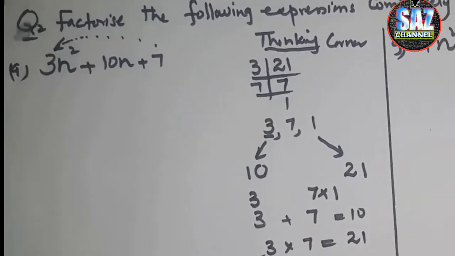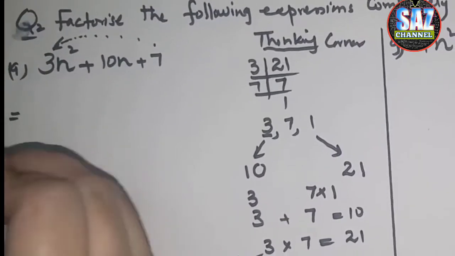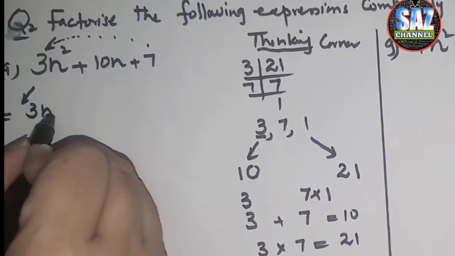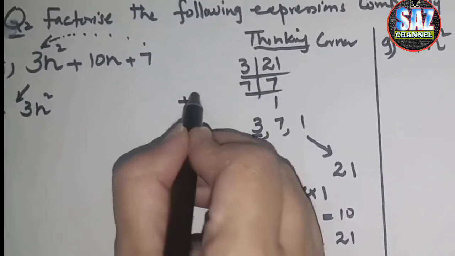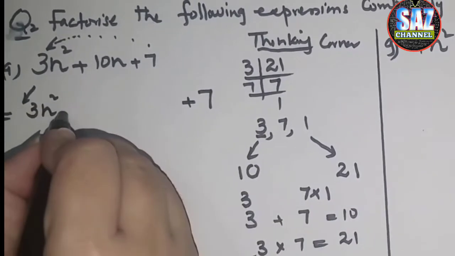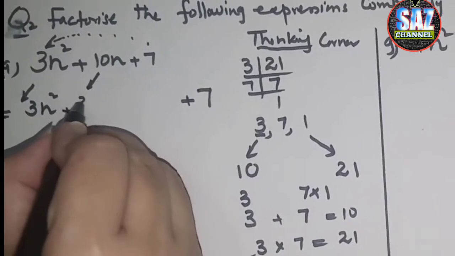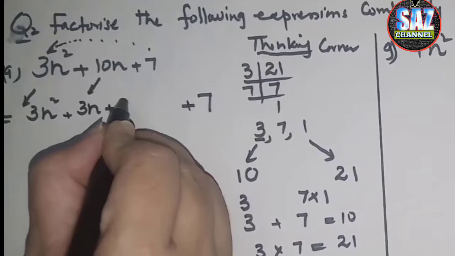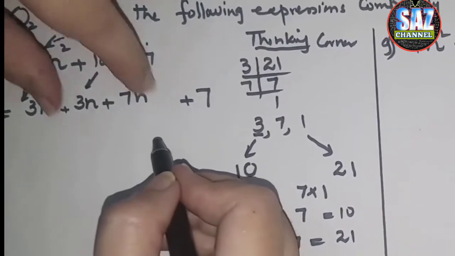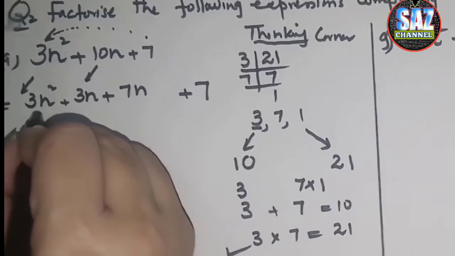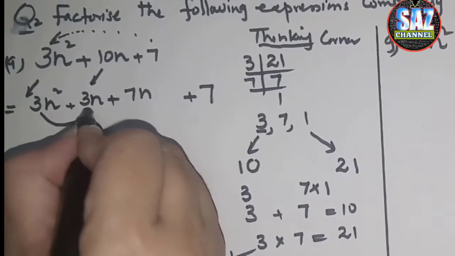Now what I have to do next is write the first term as it is, that is 3n square, and write the last term as it is, which is 7, and I have to break my middle term into two parts, which are 3n plus 7n. You can see that this part is similar to the previous question. Now my question has been divided into 4 terms.